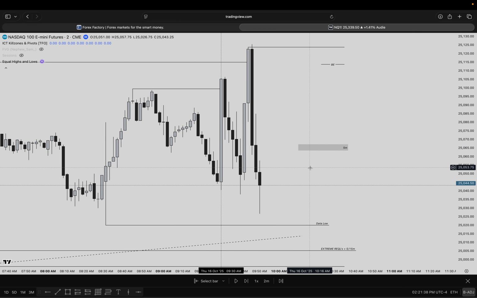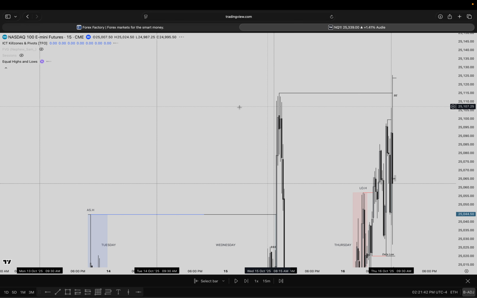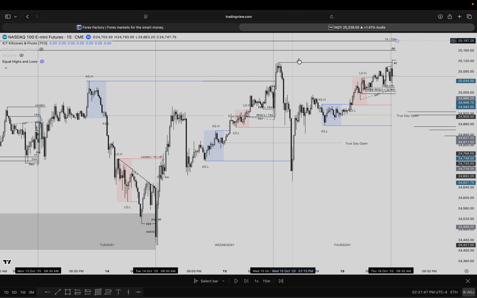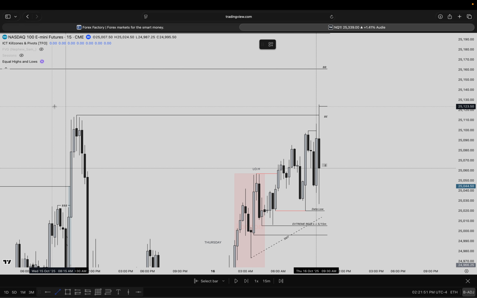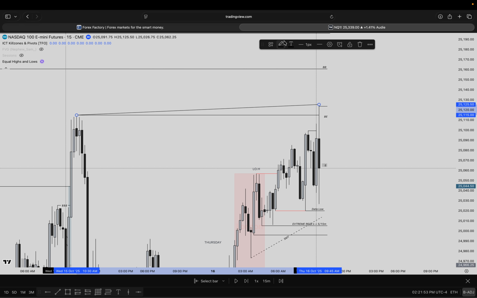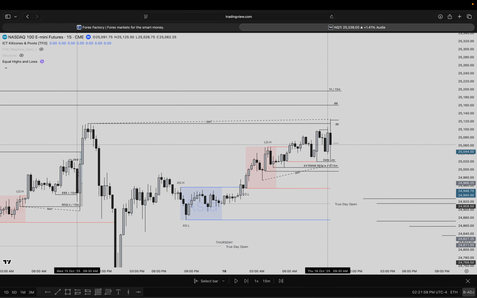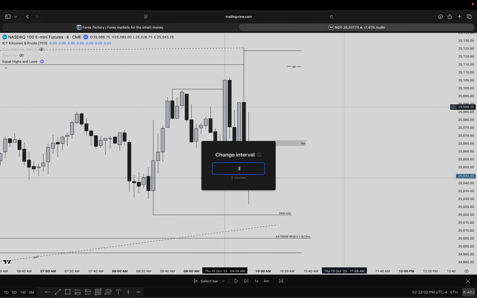We reswept up here. This looks like a cleaner entry just because we took a higher time frame DOL. We took the previous day and we left that SMT right there. So this is perfect right there. Have a very high time frame SMT. Okay, now let's see which is the highest time frame inversion that we have.